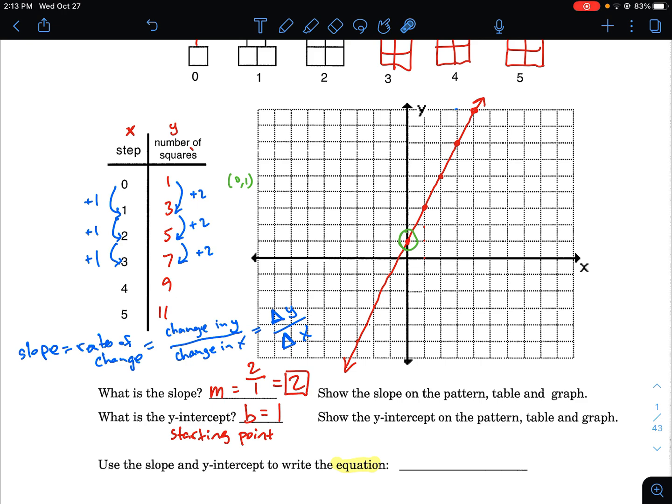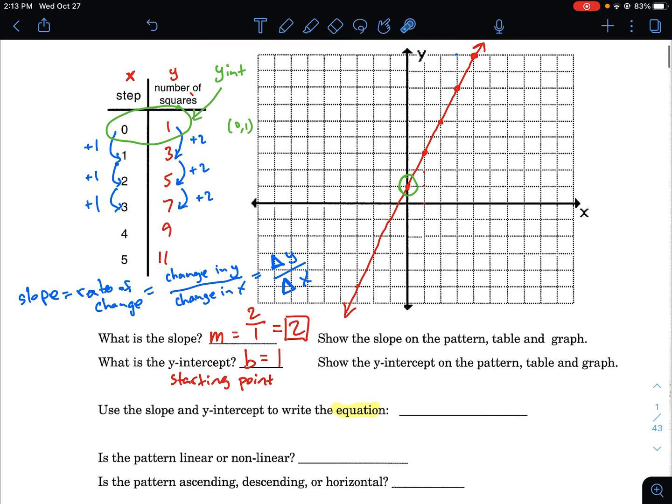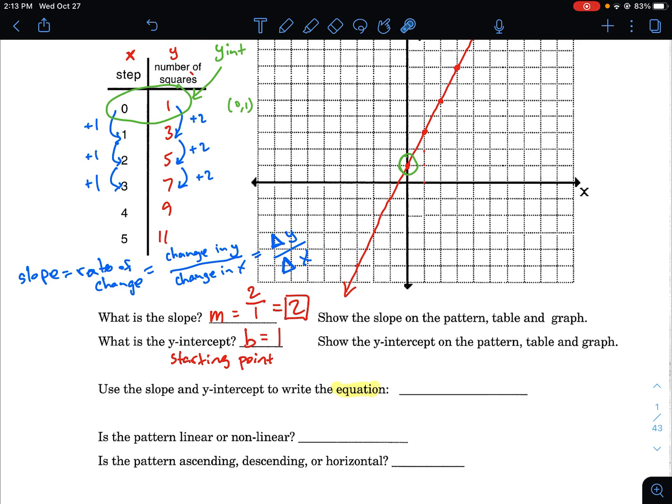How can we find the y-intercept in our table? Well, it's actually even easier. The y-intercept in the table is, at the starting point when x is 0, what is y? It's right there. So our y-intercept is right there. And you know it's the y-intercept because when x is 0, y is 1. All right. So we now have our slope and our y-intercept.